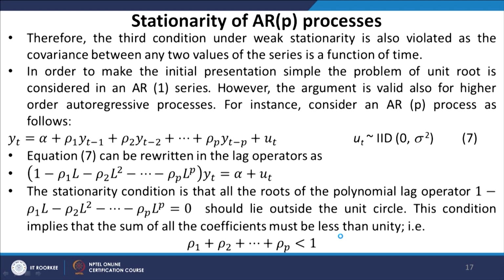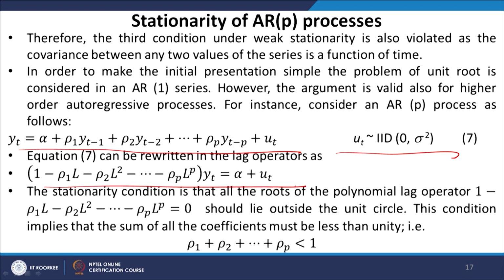However, the argument is valid also for higher order autoregressive processes. For instance, consider an AR(p) process as follows: yt equals alpha plus rho 1 yt minus 1 plus rho 2 yt minus 2 and so on plus rho p yt minus p plus ut. Again ut is IID (0, sigma square). Now, equation 7 can be rewritten in the lag operators like this.